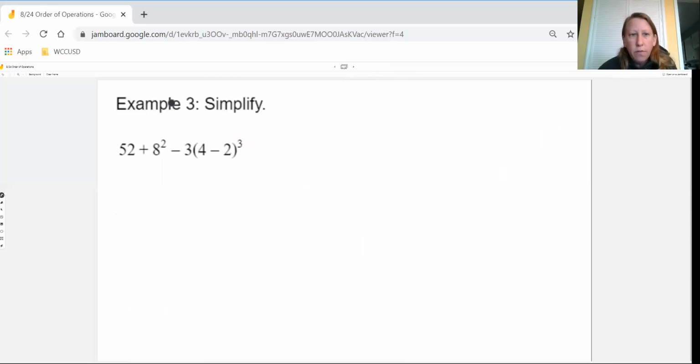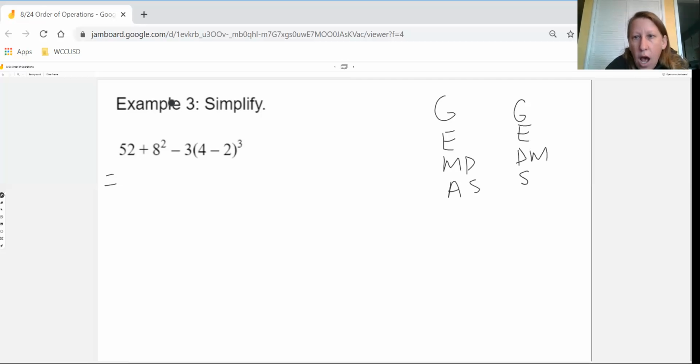All right, here's just a fun puzzle. You go step by step through order of operations. I'm going to use GEMDAS or GEDMAS. This just shows me that I can do multiplication and division in either order, depending on what comes first in the problem. So I'm going to take it step by step, the 52.